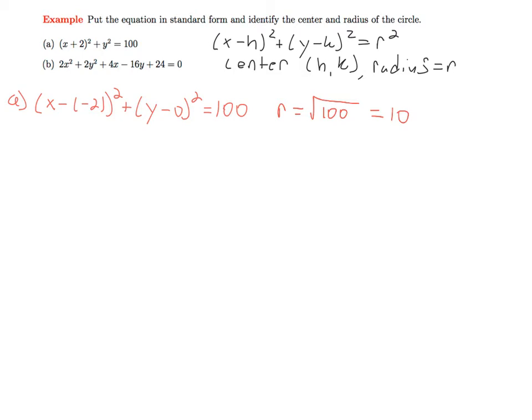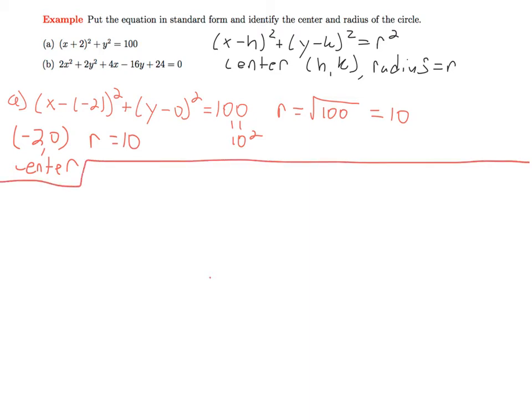So here we can identify this as 10 squared. So we've already got this written in standard form, and this tells us that the center is located at minus 2, 0, and the radius is 10. So this was the center. Okay, so that was part A.